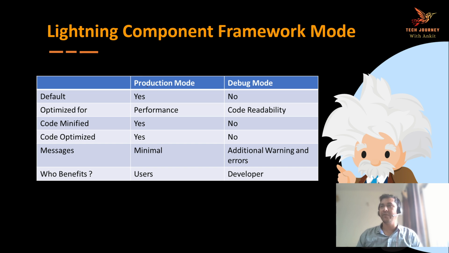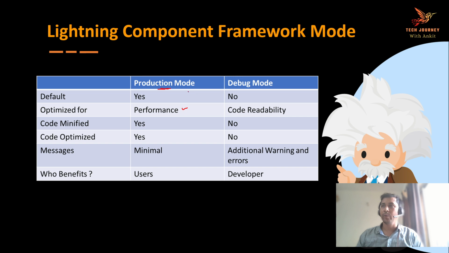By default, whenever we work on the org, let's say you have created a developer org or you are working on a sandbox, your org will always be in the production mode. So what is production mode? Production mode is optimized for better performance, so that end users can see how the component will behave whenever you deploy your component to the production org. Don't get confused between the production mode and the production org. Your sandboxes and your developer edition are in the production mode by default. When I say production mode, it is optimized for performance.